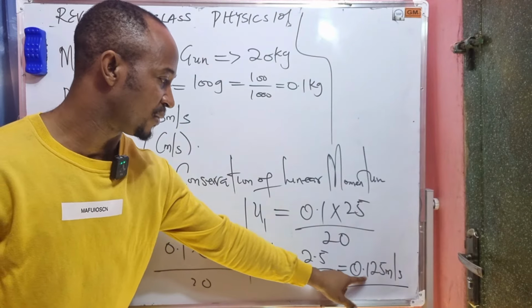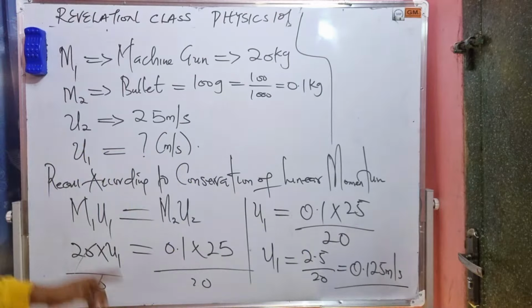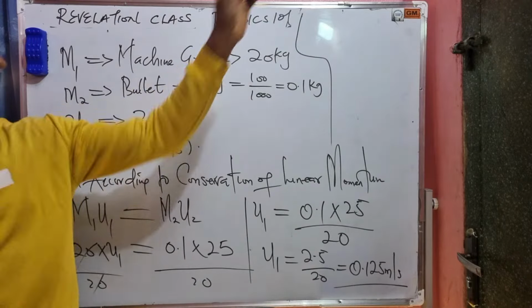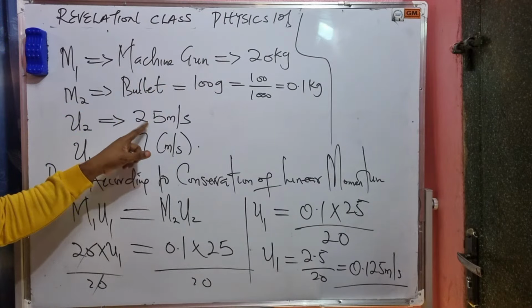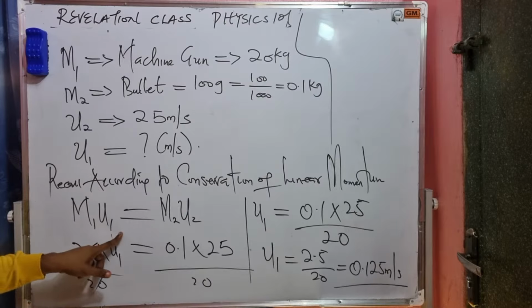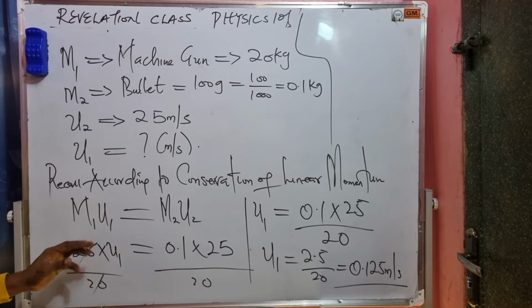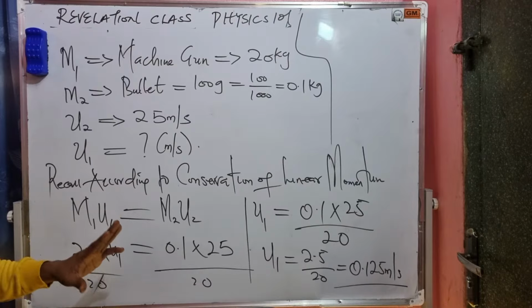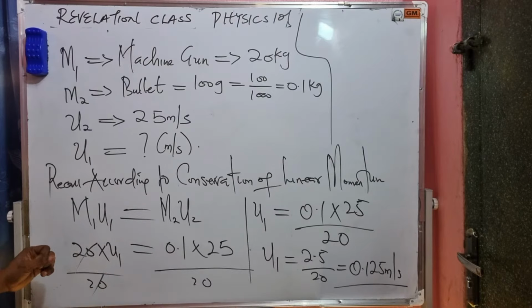And we have about 0.125 meter per second. But the speed of the bullet must be greater because the bullet is moving with a greater speed, which is 25 meter per second. So this is the answer to this. Please don't forget, the momentum of the bullet must be equal to the momentum of the gun. Okay.